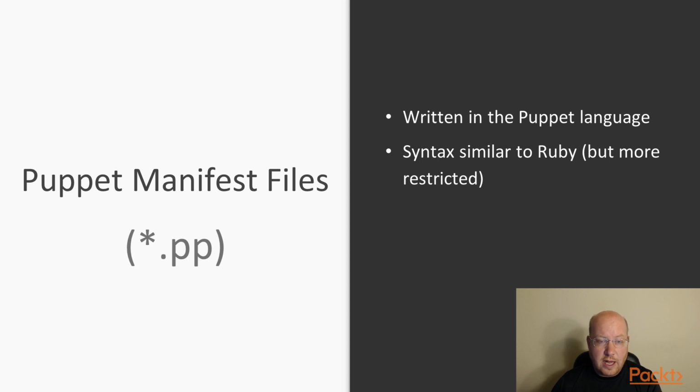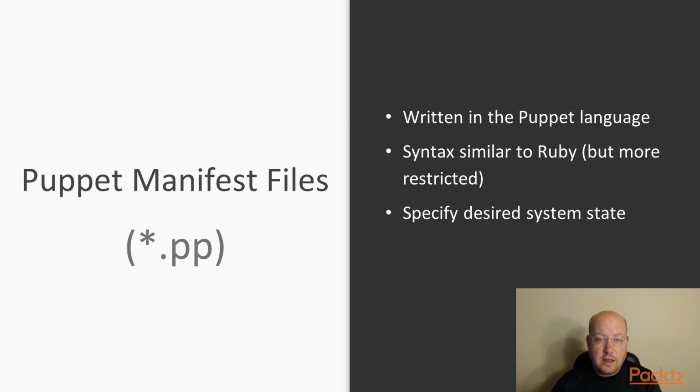Now, the syntax for that language is similar to Ruby, but Puppet has its own subset that is more restrictive, with some ways in which it's different from Ruby, and in general, it doesn't include all of the features that Ruby includes. Puppet includes a parser that actually parses Puppet files that's different from a typical Ruby compiler.